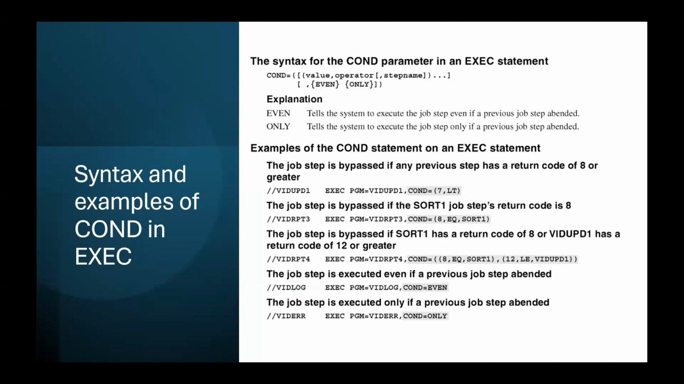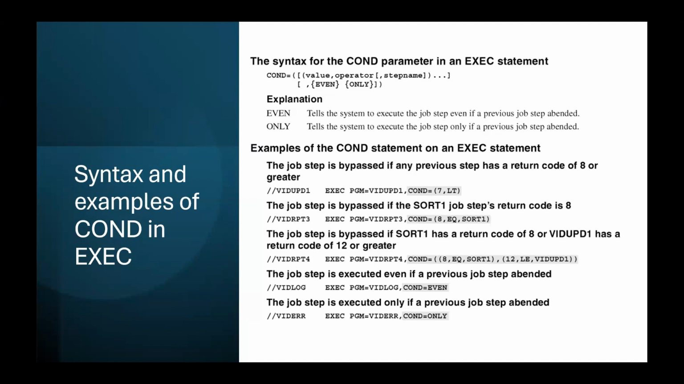ONLY tells the system to execute the job step only if a previous job step is abended. It is very important. ONLY means that we are telling the system, please execute our job step only if our previous job step is abended. So it is a very important thing, how you differentiate EVEN and ONLY.